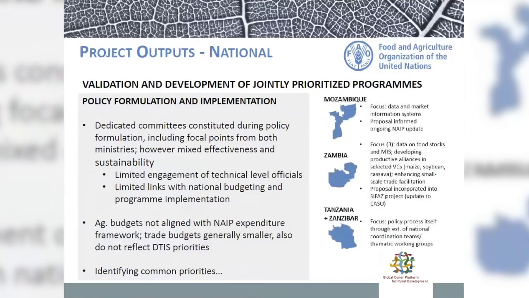So here we tried to summarize the big takeaways in terms of policy formulation and implementation, the processes underlying this. We found that although the structure for cross-sectoral coordination exists, with dedicated committees constituted in each of these countries, the extent to which they're operational, effective or even sustainable was somewhat of a challenge. For instance, you have agriculture sector working groups that have many technical subgroups. However, in different countries, sometimes they're constituted during the NIAP formulation, but then they don't continue.